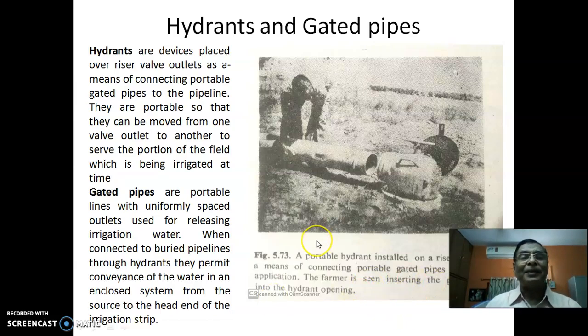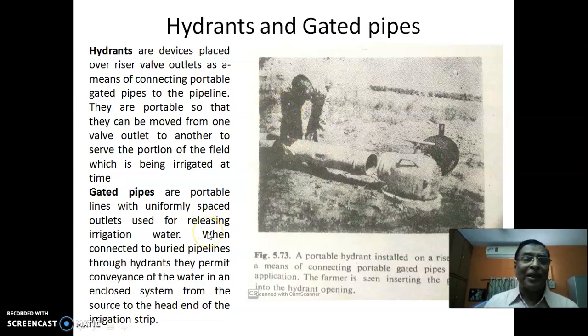So what are these hydrants and gated pipes? They are simply devices to draw the water from the riser, but the water which is drawn is not to irrigate the field at that place. They are devices to take that water to some place at a distance. So the first one is the hydrant. See what you see in the figure, where it is fixed on the riser, and to this hydrant a gated pipe is fixed. So this pipe runs to where you want the water to be taken.